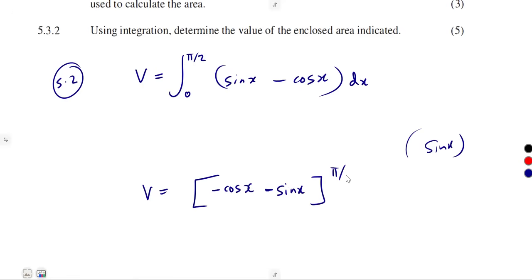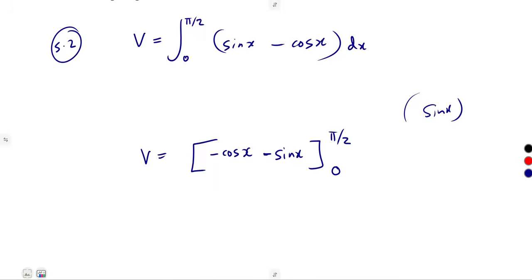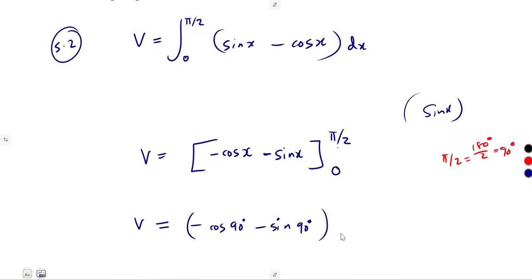Then you put your limits, pi over 2 and 0. You can even convert to degrees. If you want to convert to degrees, guys, pi over 2 is 180 degrees over 2, so that's 90 degrees. So when you substitute your upper and lower limits, you can use minus cos 90 minus sine 90 degrees, or you can use radians, but make sure that your calculator is in radians. The lower limit, that's a 0 there. So it's minus cos 0 minus the sine of 0.